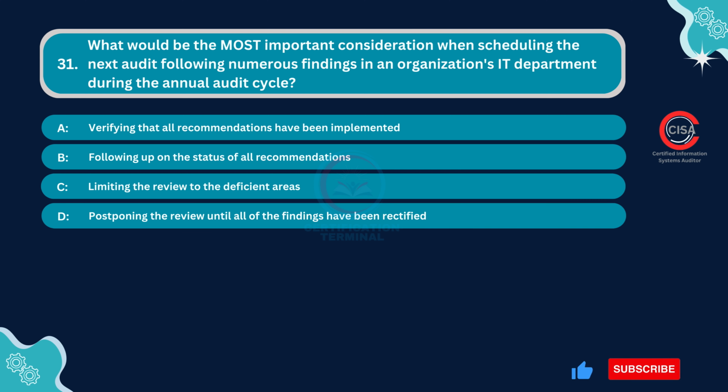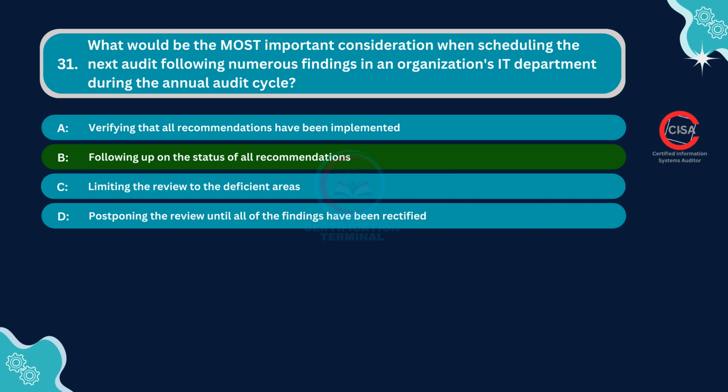The correct answer is Option B, following up on the status of all recommendations. The numerous findings from the previous audit highlight potential weaknesses in the IT department's controls. Following up on the recommendations ensures that the organization has taken steps to address these weaknesses and mitigate the associated risks. The status of implemented recommendations can inform the scope of the next audit. If all recommendations have been effectively addressed, the next audit might focus on broader IT controls. However, if significant findings remain unaddressed, the next audit might need to revisit these areas in more detail.